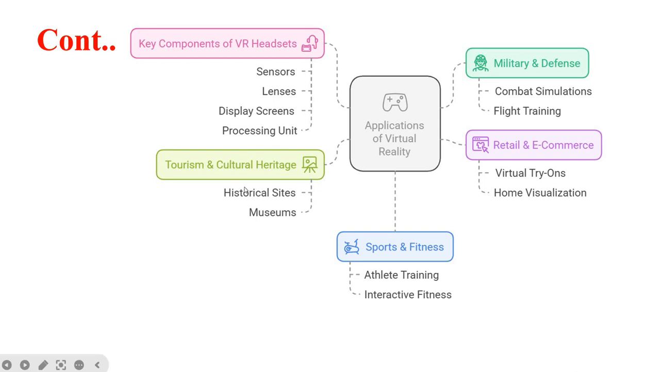Then you have tourism and cultural heritage, where VR will enable virtual travel experiences, allowing users to explore historical sites, museums, and destinations from anywhere. Then you have sports and fitness, and here it is used for training athletes, interactive fitness programs, and virtual sport experiences. And the key components of VR headsets are the sensors, lenses, display screens, and processing unit.